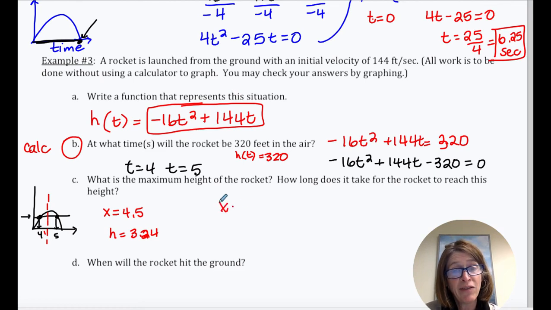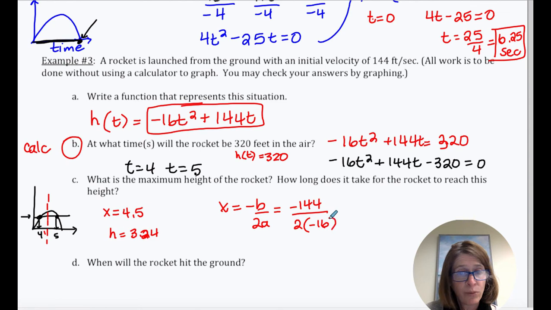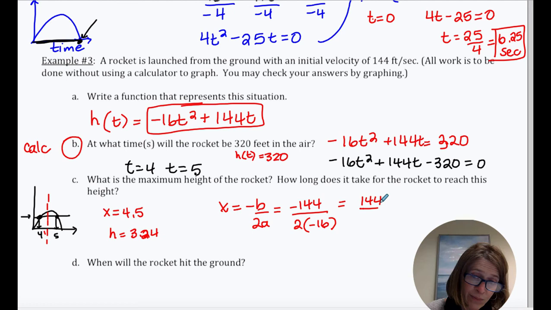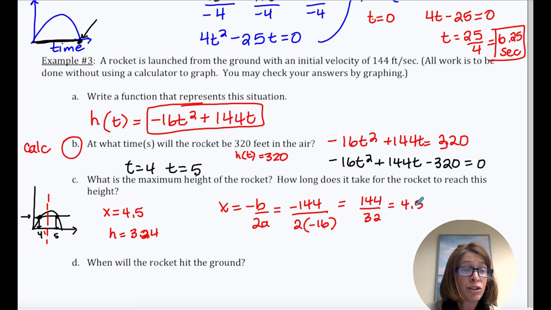Or you can take your quadratic equation, this one right here, and you can find the vertex. You can do negative b over 2a, which would give me negative 144 all over 2 times negative 16, which is 144 over 32, which is 4.5. Again, you could use the two values you just got because you know the vertex has to be in between them, or you can use what you know about finding the vertex from standard form. You'd plug in 4.5, and again, you get 324.